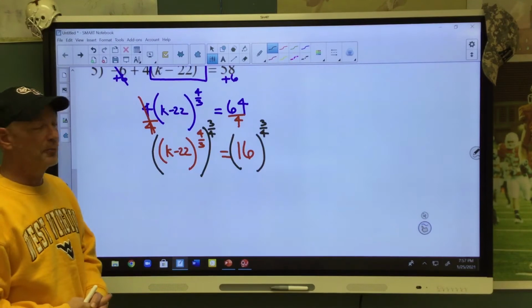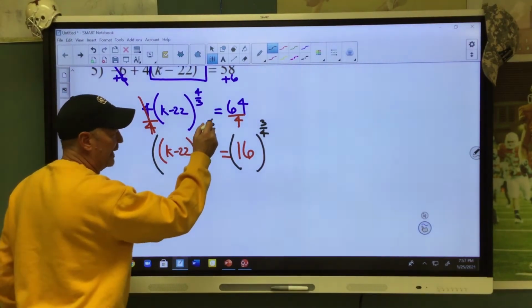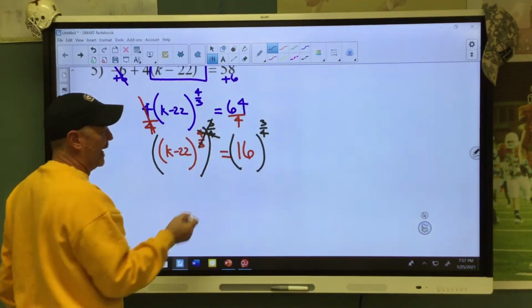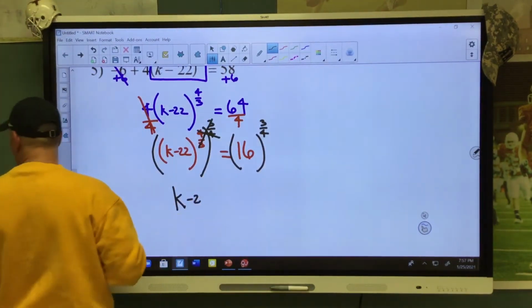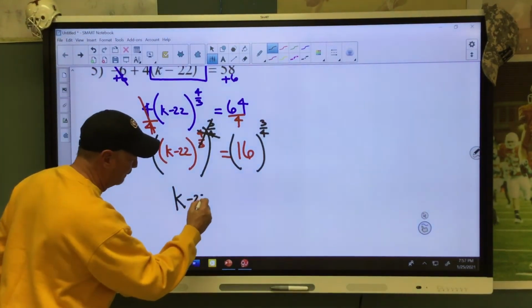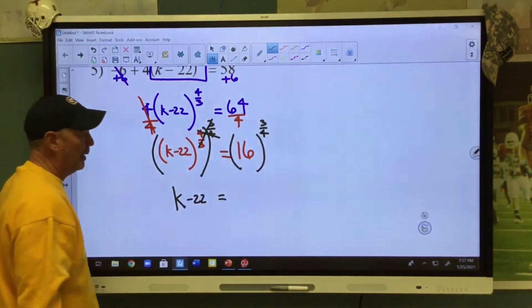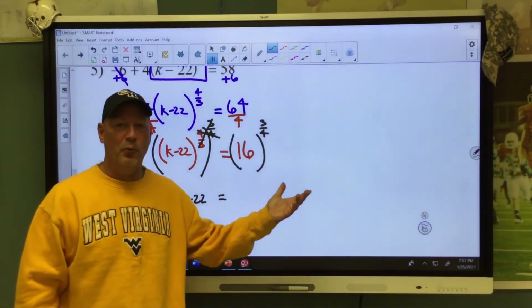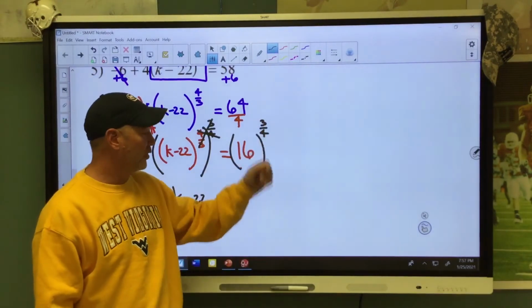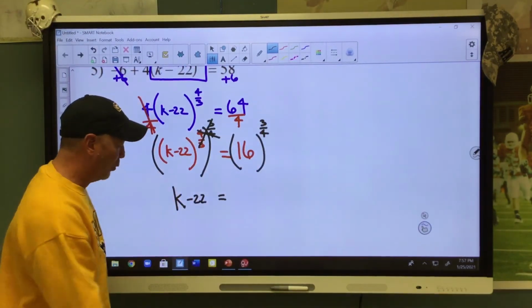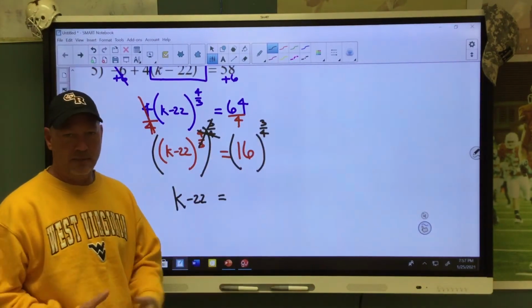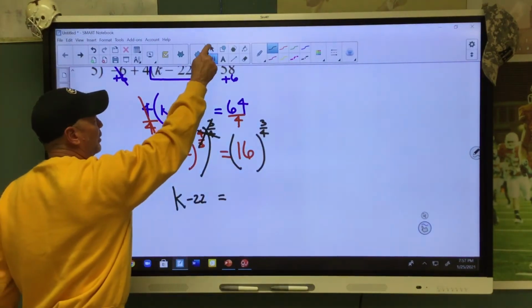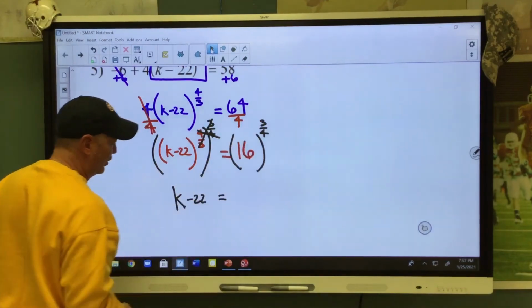Just like in the first problem, the 3's are going to cancel, the 4's are going to cancel. I will be left with k minus 22. I have no idea what 16 raised to the 3/4 is. So I'm going to go to my calculator and put this in my calculator. Okay? So I have 16 raised to the 3/4.